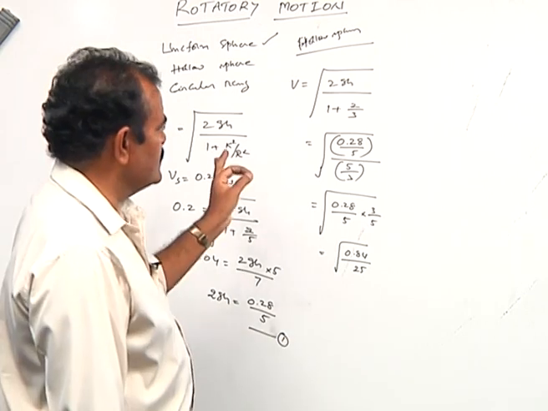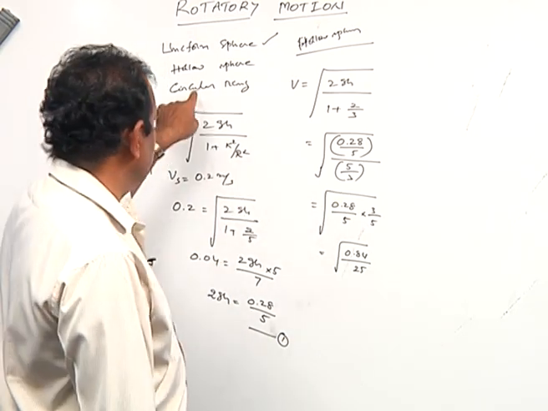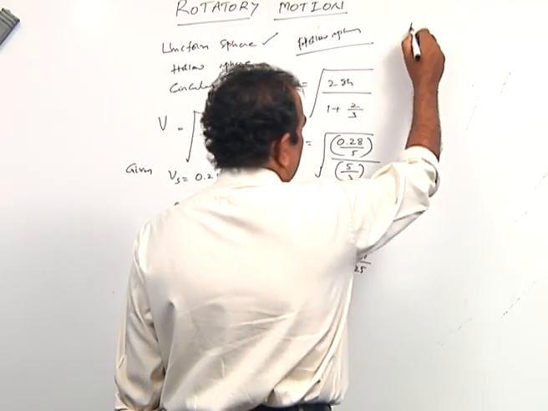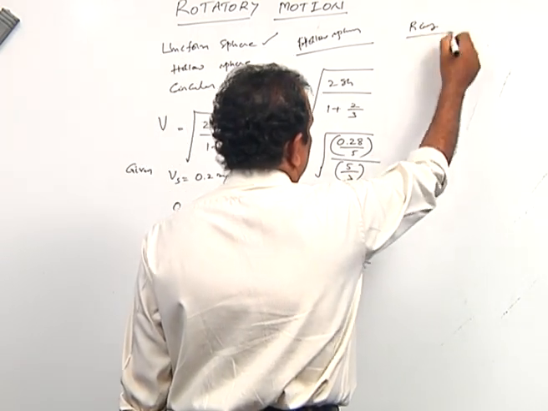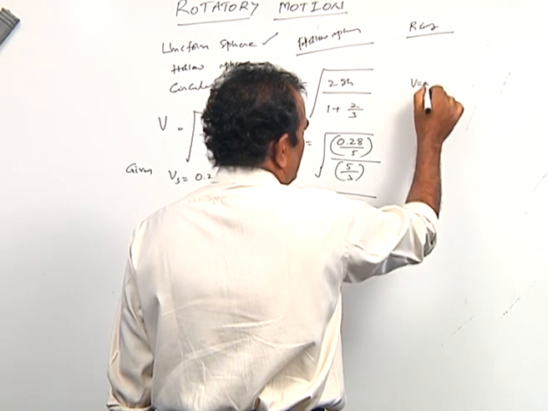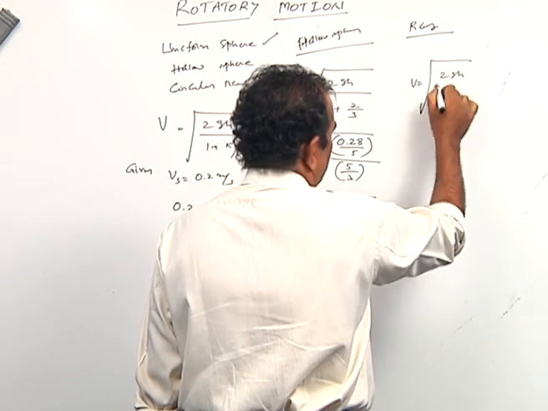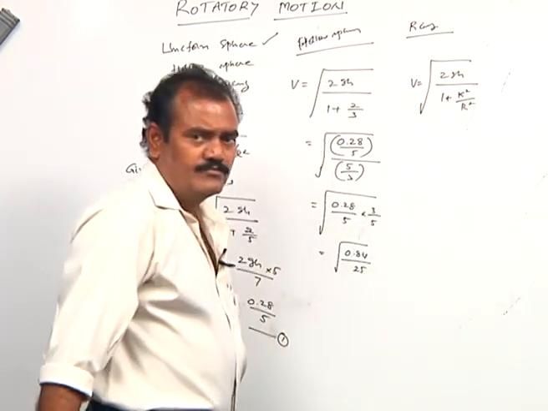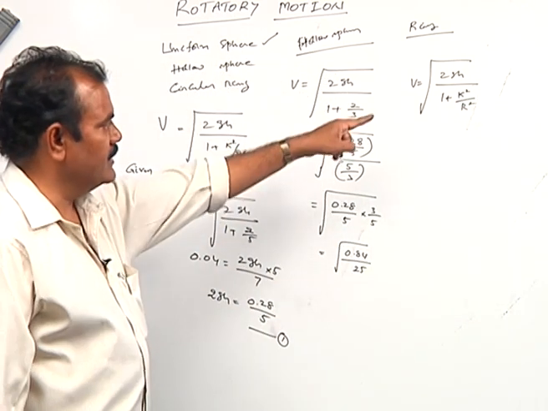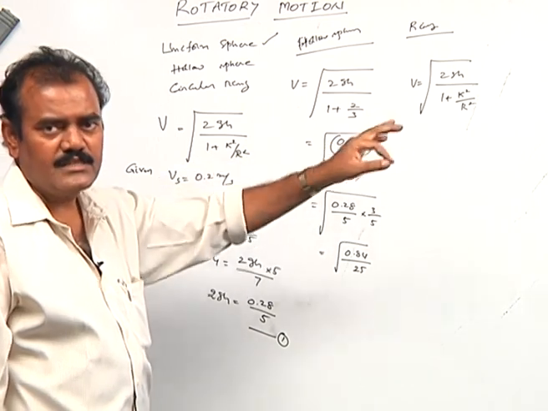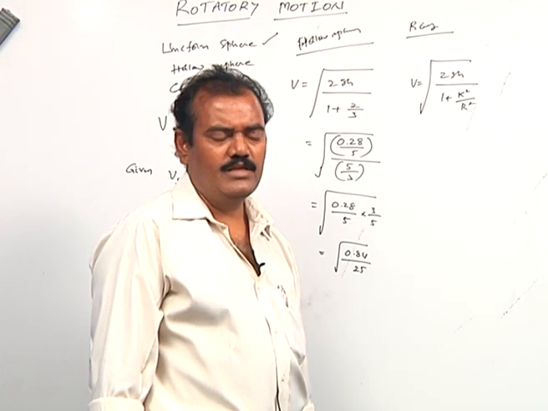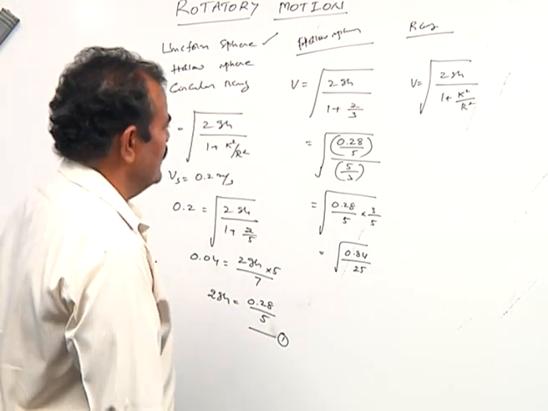The same process is to be done in the case of the third object, that is the circular ring. For the circular ring, again the same method we take. V is equal to square root of 2gh by 1 plus k square by r square. And for the circular ring k square by r square is 1 only, so you have to remember all these values.